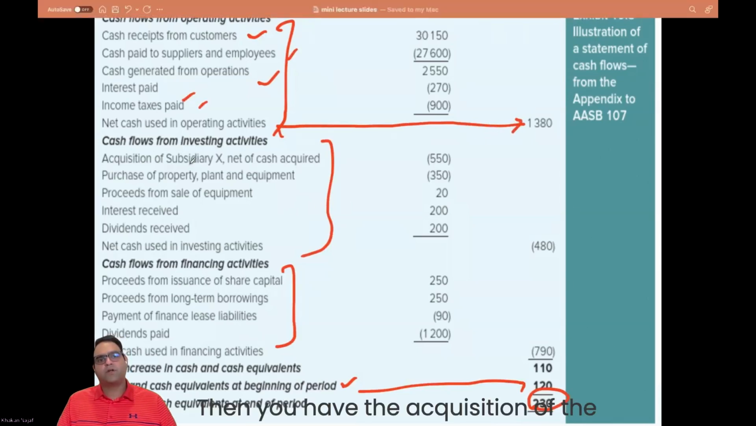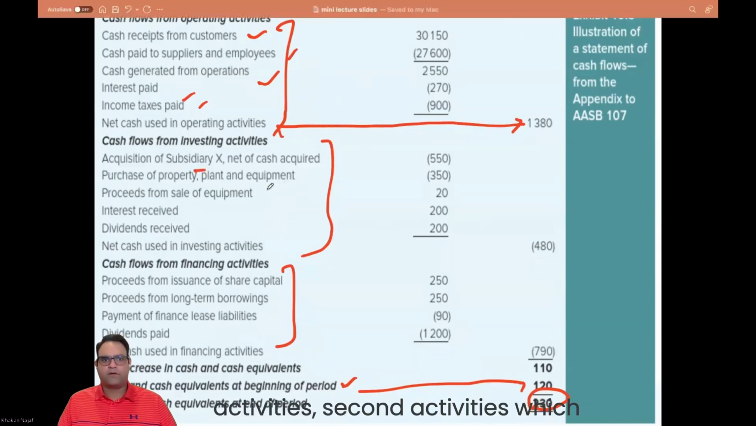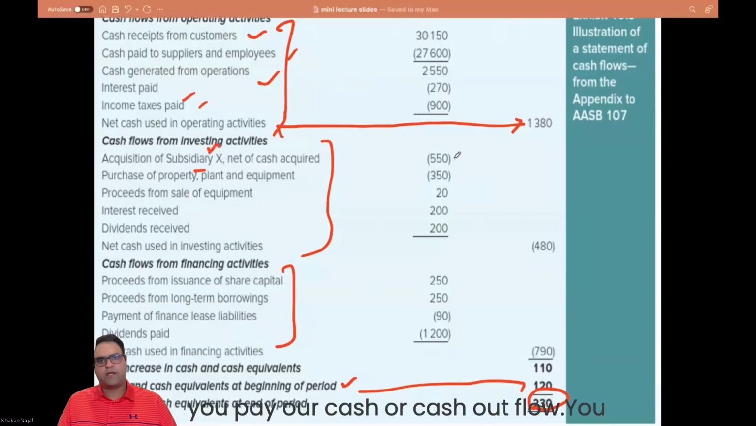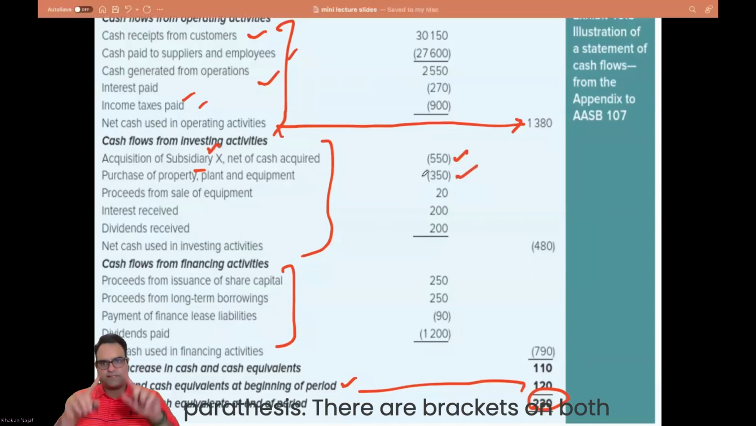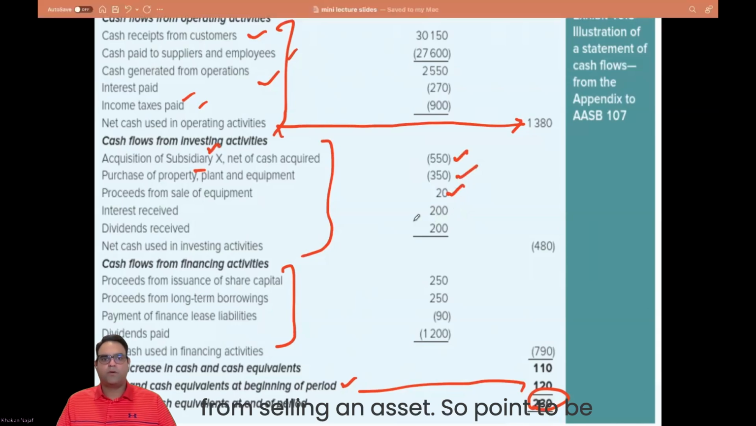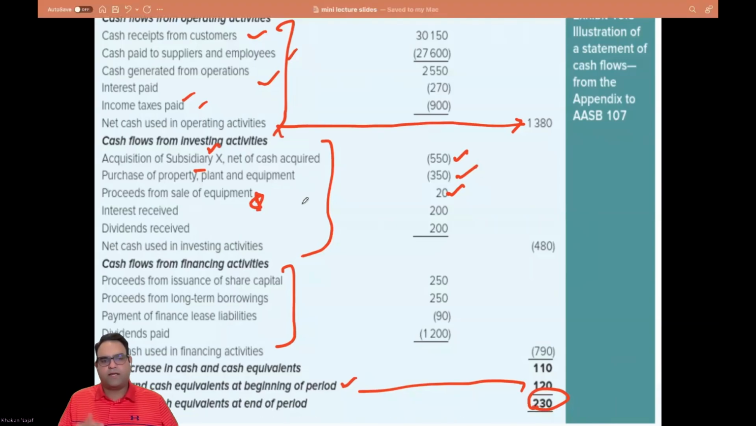Then you have the acquisition of the subsidiary. Again, for the investing activities, the second category, if you acquire any subsidiary, you pay cash, so it is a cash outflow. You purchase any equipment, so cash outflow. Cash outflow is shown in the sign of parentheses, with brackets on both ends. Then you receive any cash from selling an asset. The point to be noted here is they are putting the cash you receive from selling. They are not putting the gain.